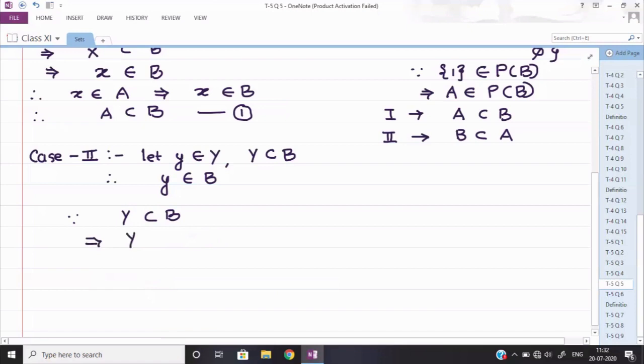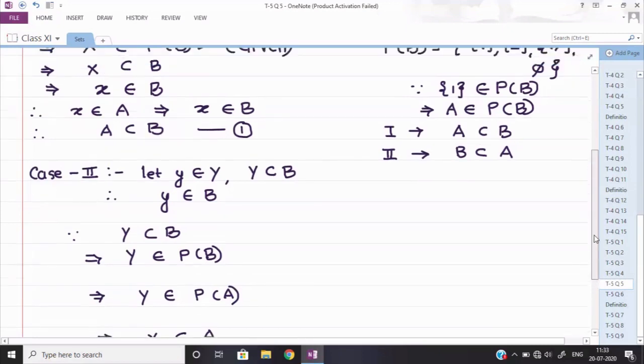In a hurry I wrote small y will belong to the power set of B, right? And then I can say that y will be belonging to the power set of A also. Okay, and if y belongs to the power set of A, then y will be a subset of A. You can check both the things I wrote in a similar manner.